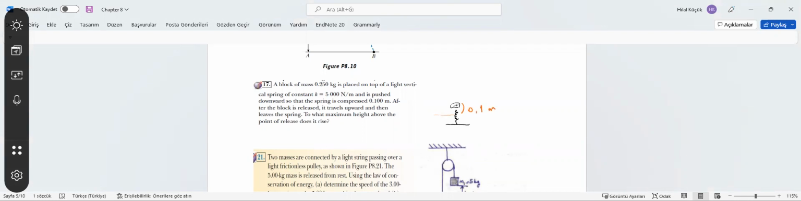If you take your reference point from here, you don't need to calculate this part. You don't need to calculate the potential energy of this H part. And then you just need to find what maximum height above the point of release it rises. Okay, perfect.